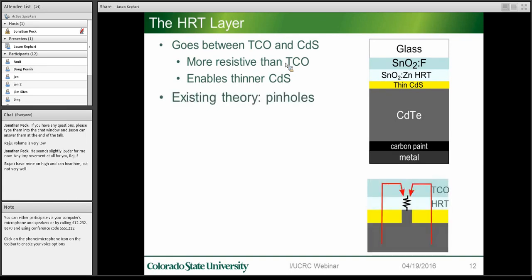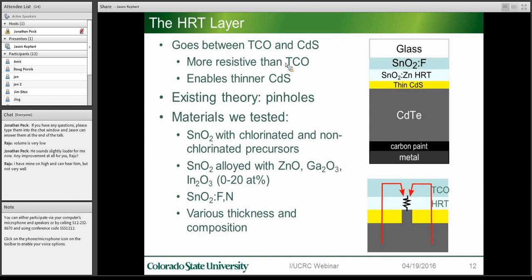The existing theory for why this occurs is due to pinholes in the cadmium sulfide. If you have this resistive layer present, it can provide an ohmic block to shunting current and therefore reduce the degradation of the device. Now, we've made thousands of devices on a variety of materials, and we don't think this theory really tells the whole story of what the HRT is doing. What's HRT? High resistive layer.